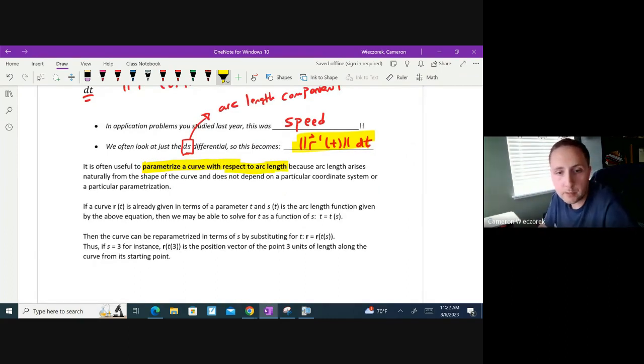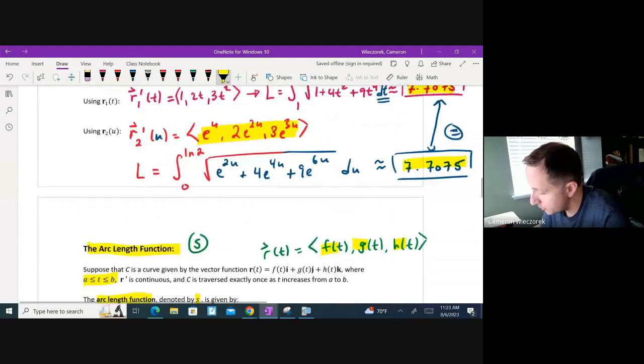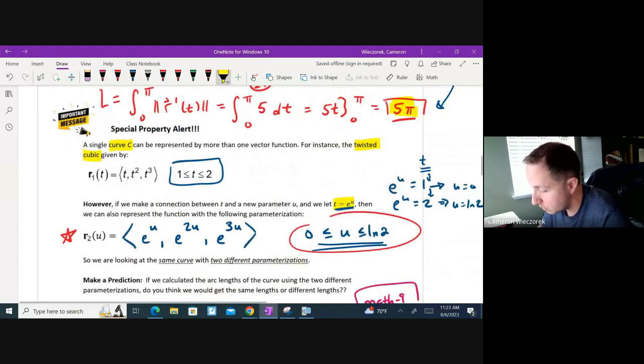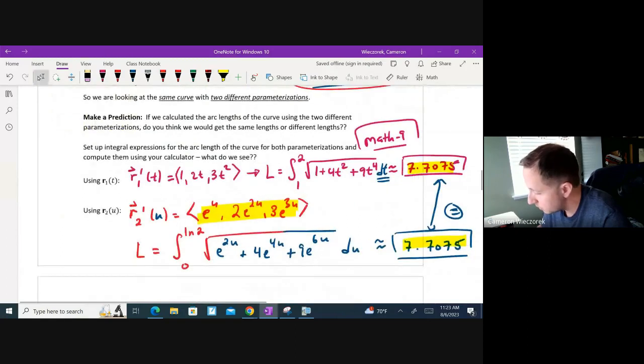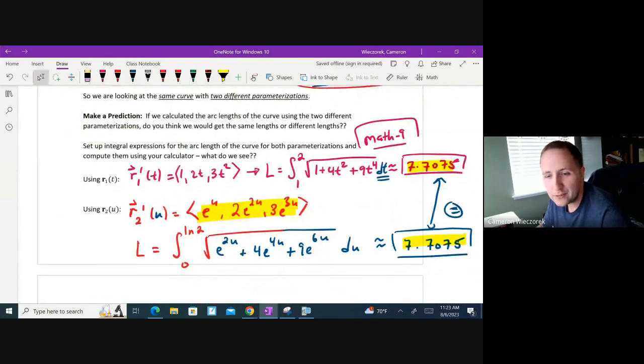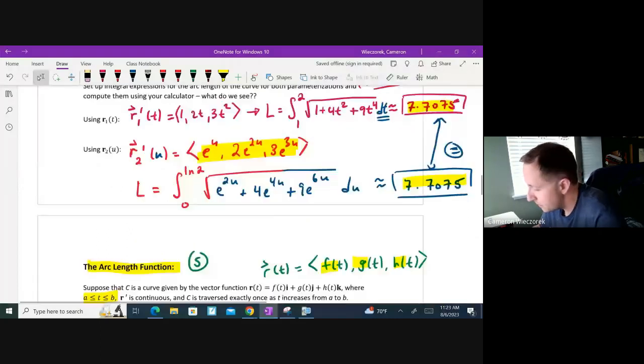The reason we want to do that is because it doesn't depend on any coordinate system. We're going to look at a lot of different coordinate systems this year as we move into second semester. But for now, more importantly, if you parameterize a curve with respect to arc length, it is independent of parameterization. So just like we saw on the last page, it didn't matter whether we expressed this twisted cubic using R1 or R2, because when we calculated the arc length, we ended up getting the exact same length. Okay? And oftentimes, depending on the parameterization that you pick, you might be able to calculate an easier integral. I probably wouldn't have called either of these two integrals easy to do. But if you can find a parameterization that's easy to integrate by hand, arc length is independent of parameterization.